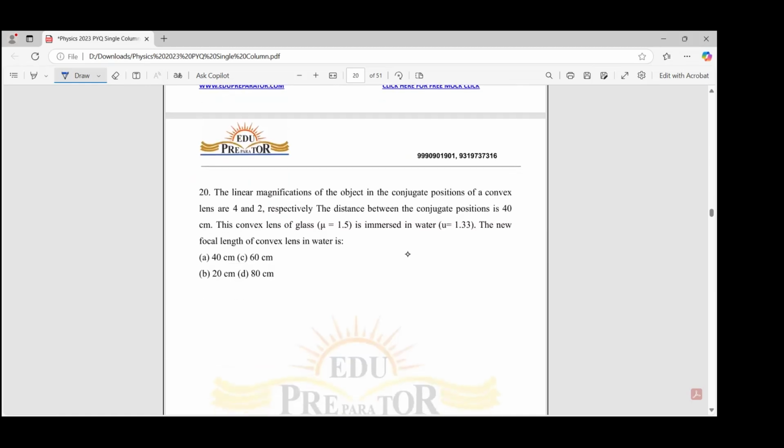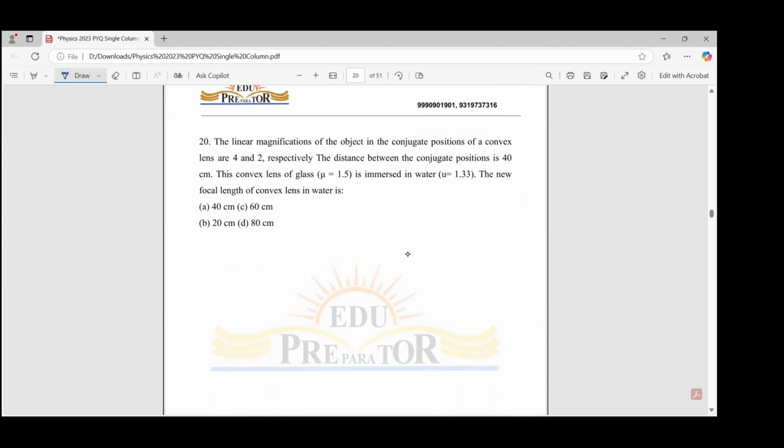B as the correct answer, right? Let's move to 20th question. The formula of this question is very important.